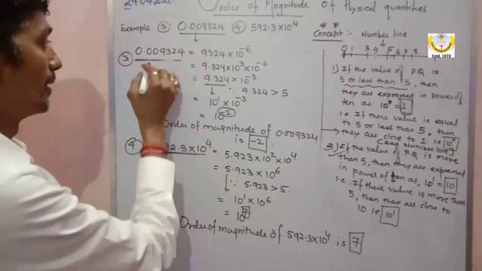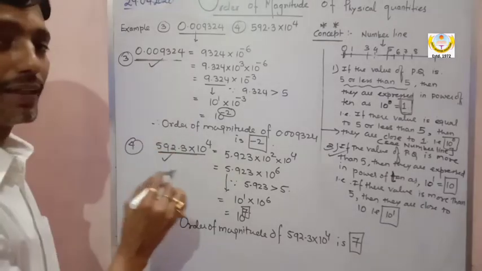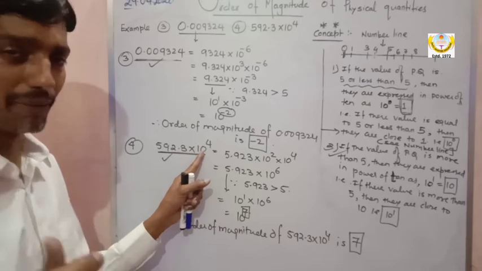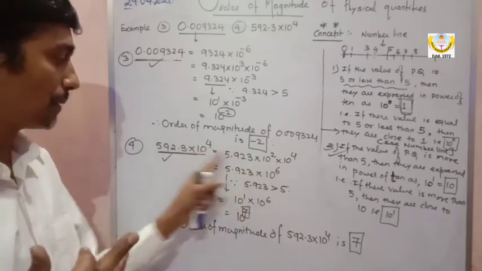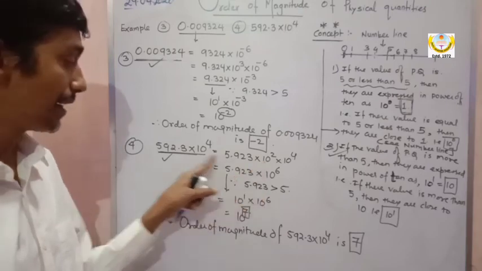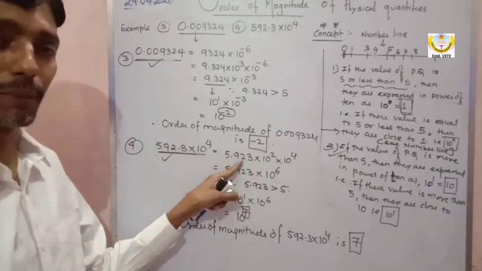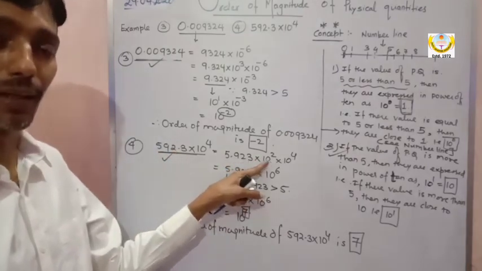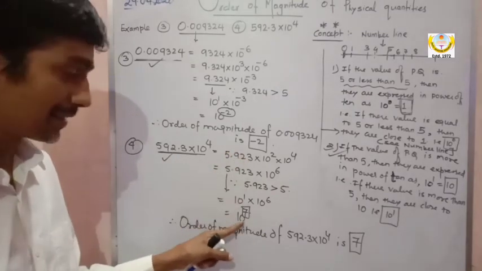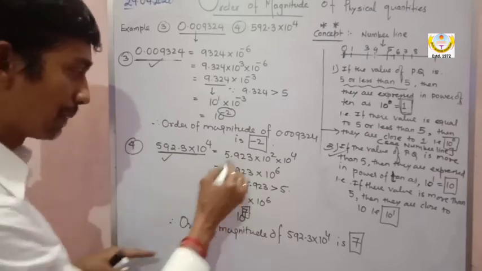So whatever question is given to me, I first convert it into one digit. Whatever power is given with the question, that's not an issue. But I convert it into one digit so that my question does not change. Here I convert 592 as 5.92 into 10 power 2. Again it is 592, so I am not challenging the question. The question is as it is. But on the basis of that I got 5.923.